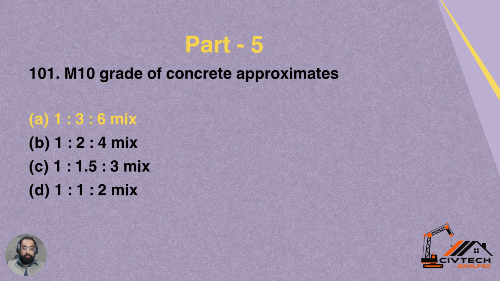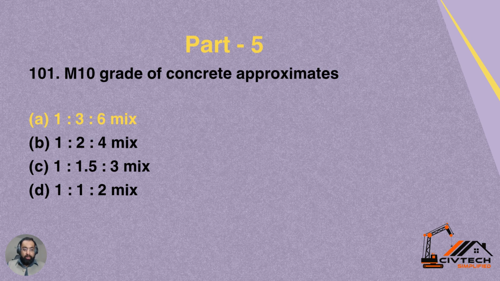Question number 101. M10 grade of concrete approximates. Option A is 1:3:6 mix. Option B is 1:4 mix. Option C is 1:3 mix. Option D is 1:2 mix.